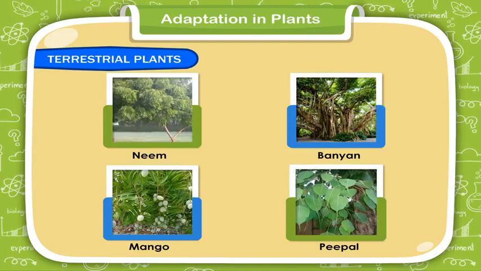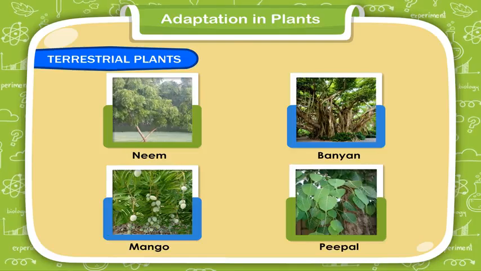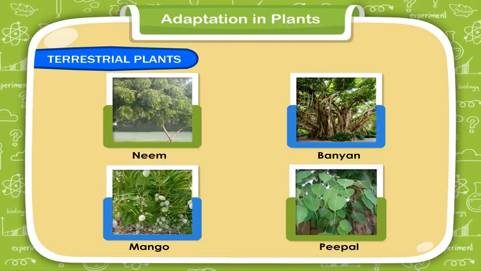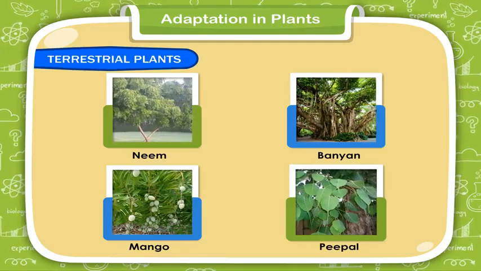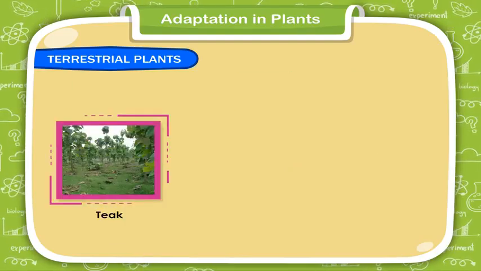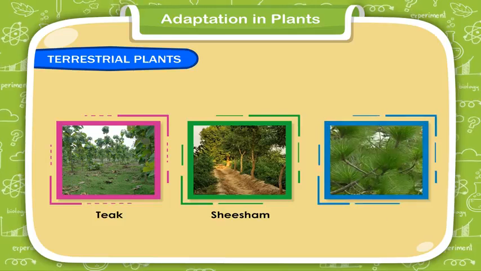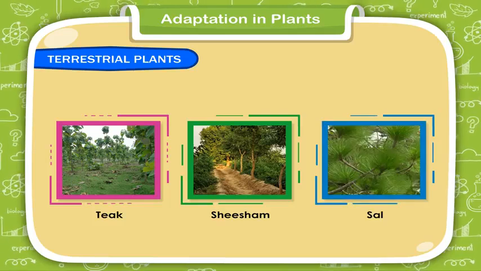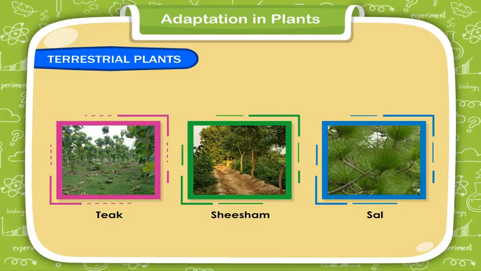They have broad leaves. They do not shed their leaves in winter and continue to grow new leaves again in summer. Some plants such as teak, shisham and sal grow best in places which experience hot summers. They shed their leaves once in a year. They are called deciduous trees.